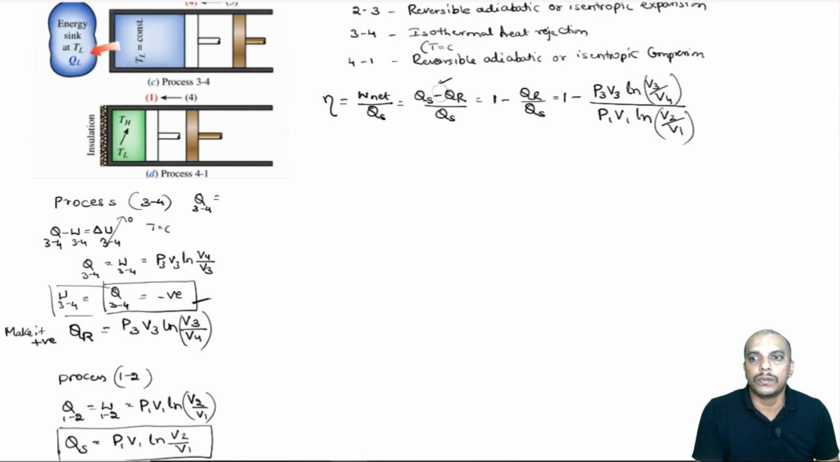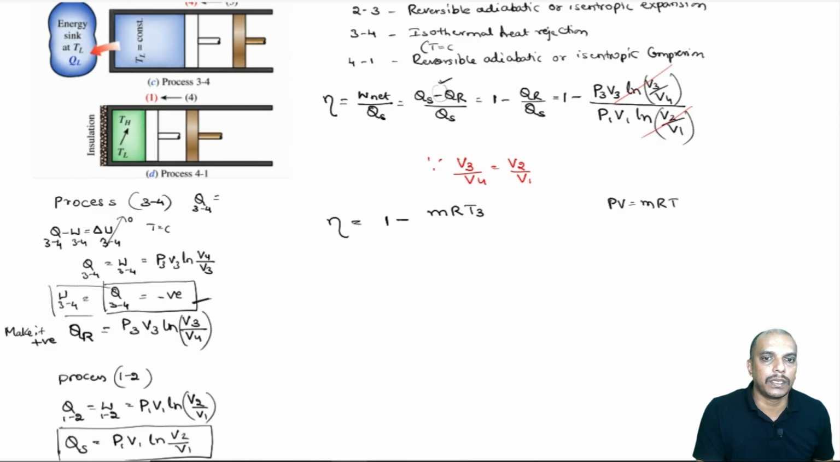Now, these two are going to cancel out, because V3 by V4 is equal to V2 by V1, we will prove this, okay. Therefore, now our equation reduces to 1 minus, now I write P3 V3 is equal to MRT3, that should not be a problem because PV is equal to MRT, we are talking about an ideal gas, and this will be MRT1. So, MR cancels out and we will have 1 minus T3 by T1.